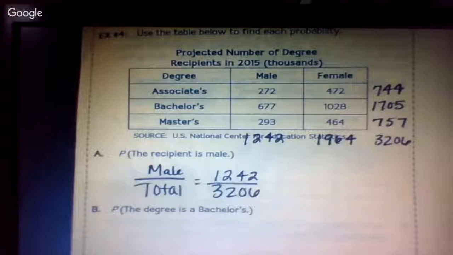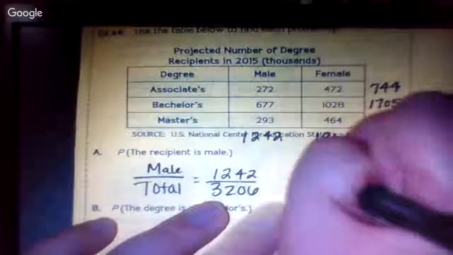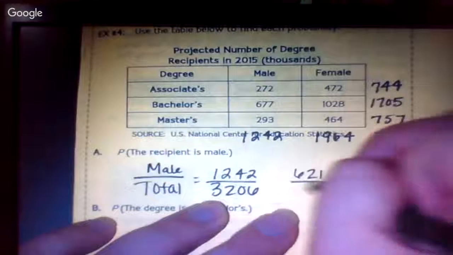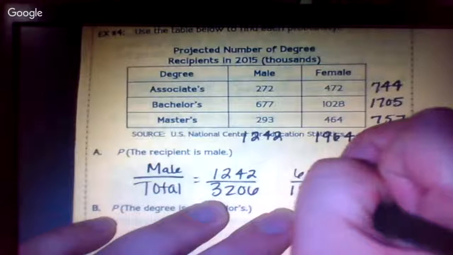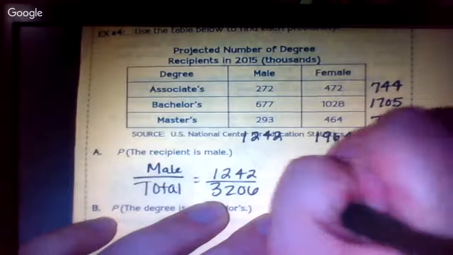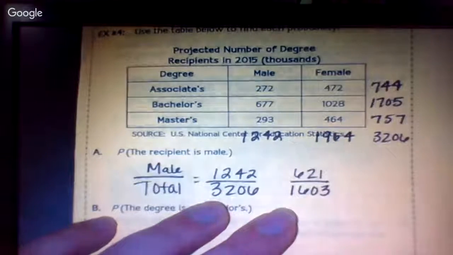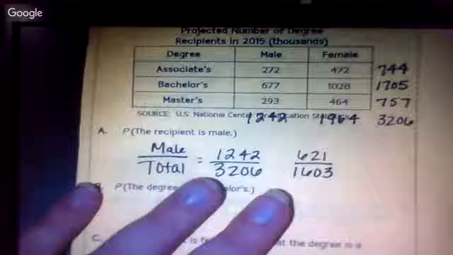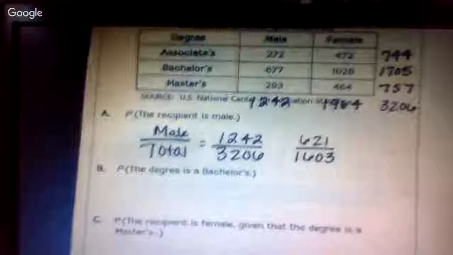Yes, we need to reduce this. So in your calculator, do 1,242 divided by 3,206. Change your decimal back to a fraction. 621 over 1,603. Thank you. Y'all had it, and y'all are mumbling it together.